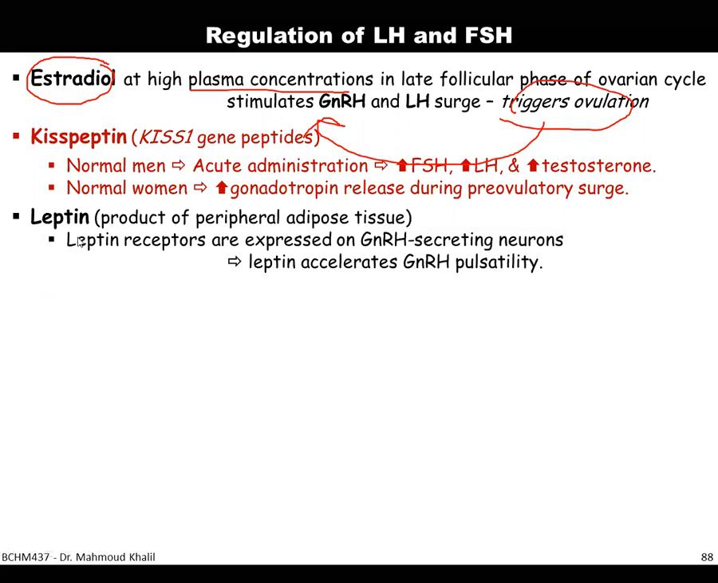In normal women, this kisspeptin will increase the gonadotropin releasing hormone during the pre-ovulation surge. What about leptin? Leptin is a product of the peripheral adipose tissue. So majorly, leptin is secreted from the peripheral adipose tissue.